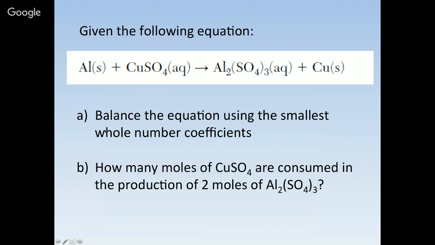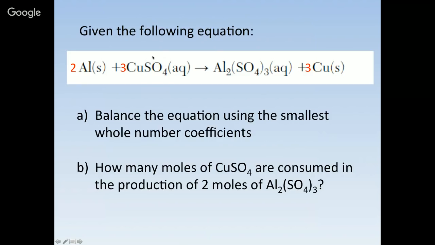Okay, so if we're looking at this first one, first you had to balance it. If you balanced it with us, then you should have the coefficients 2, 3, and 3 over here. So we have 2 aluminums on this side of the equation, 2 aluminums on this side, 3 Cus on this side, 3 Cus on this side.